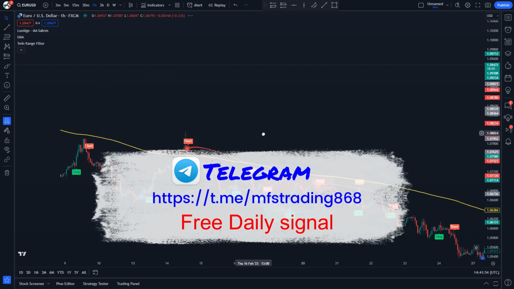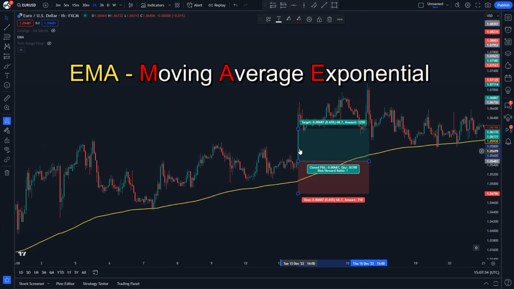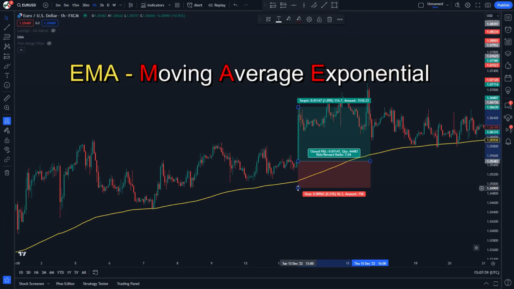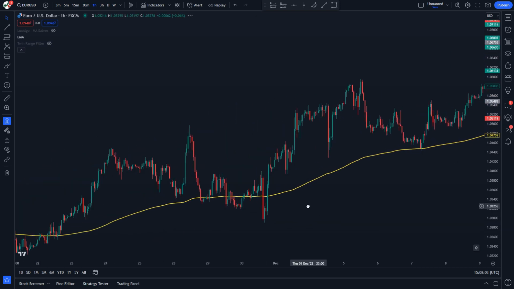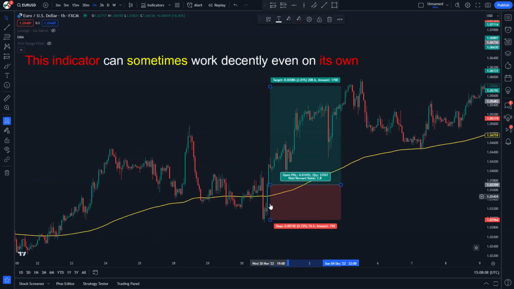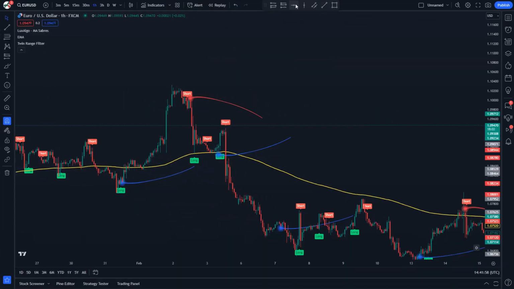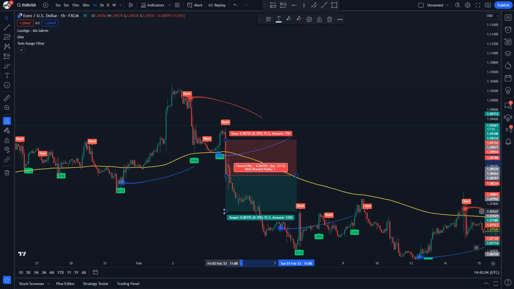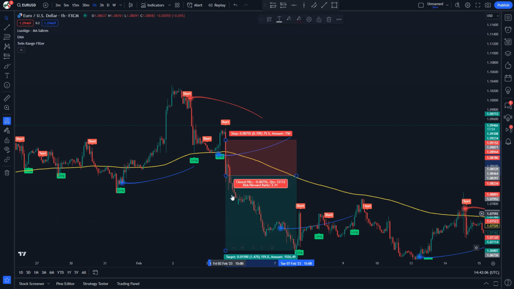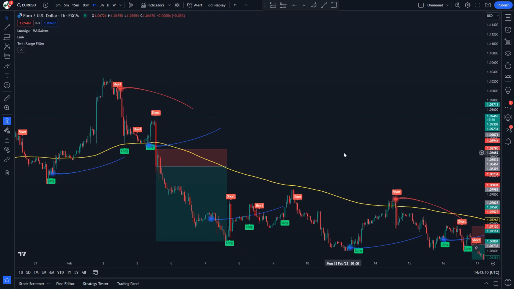Let's get right into the video. In this trading strategy, the moving average is one of the best trend-based indicators out there, known for its simplicity and accuracy in identifying the speed and change of price movement. This indicator can sometimes work decently even on its own. However, there is an improved version of the moving average indicator that also takes market trend reversals into consideration. This indicator is called mfstrading. In this video we're going to explore what this indicator is and how we can use it to spot potentially profitable trades in the market.